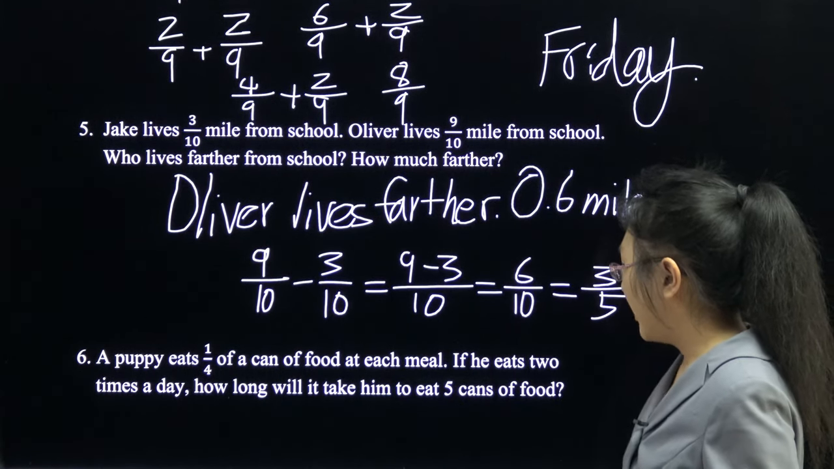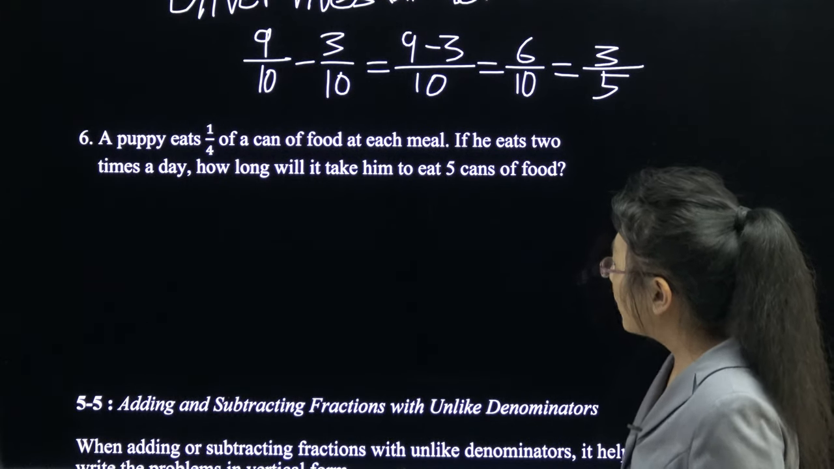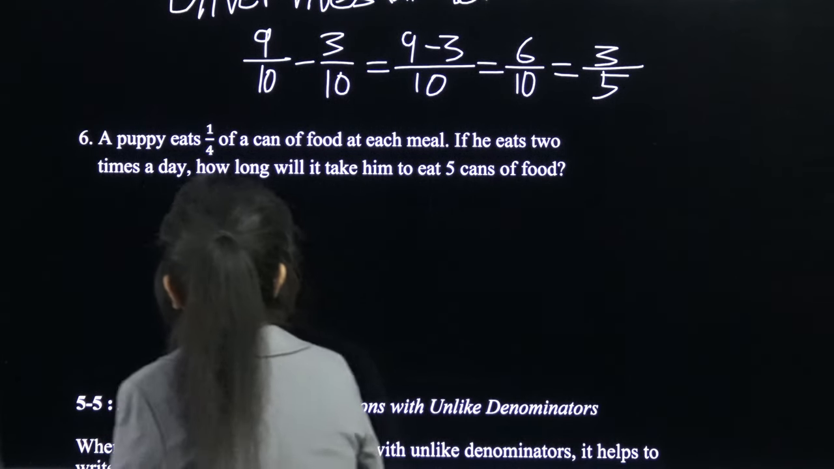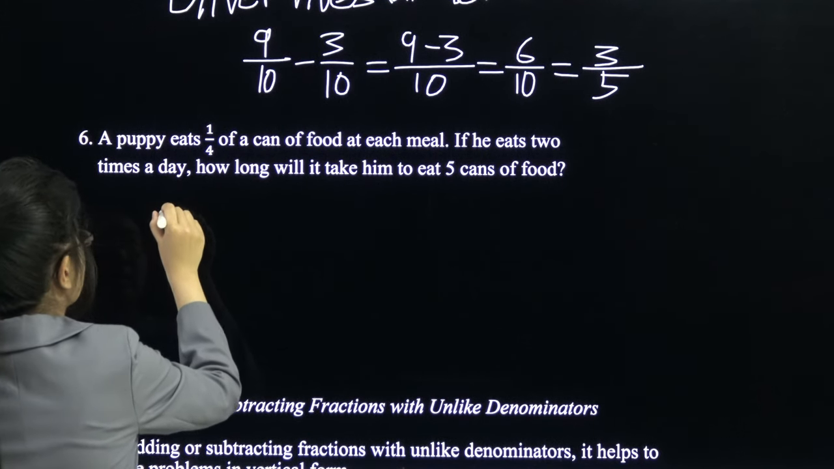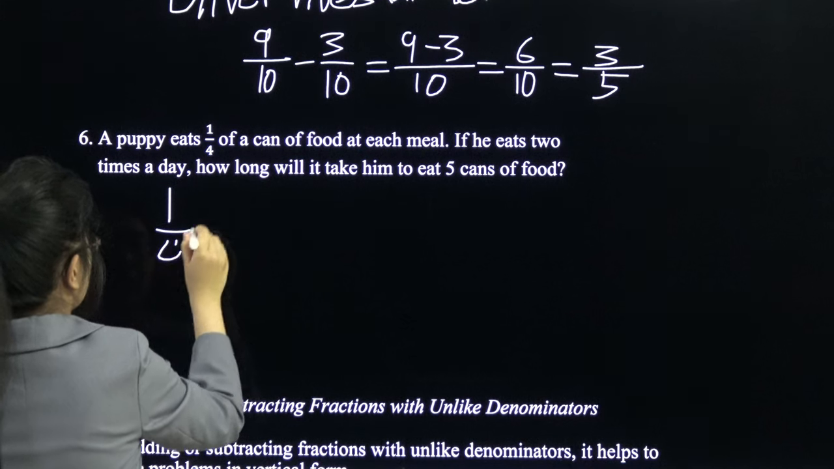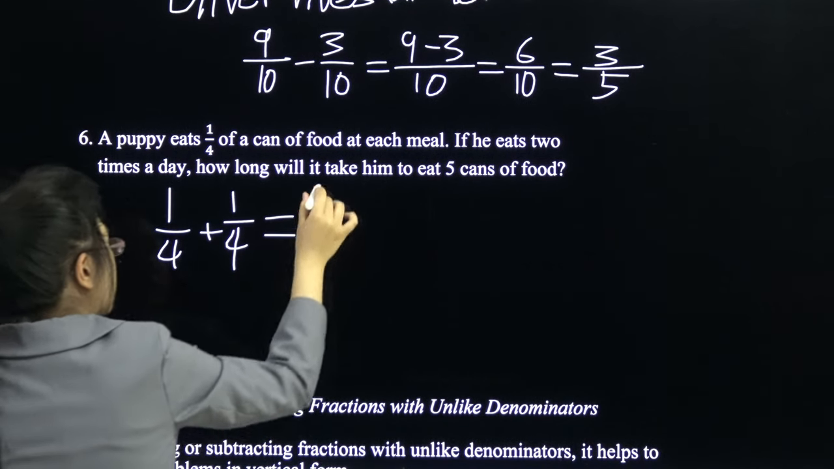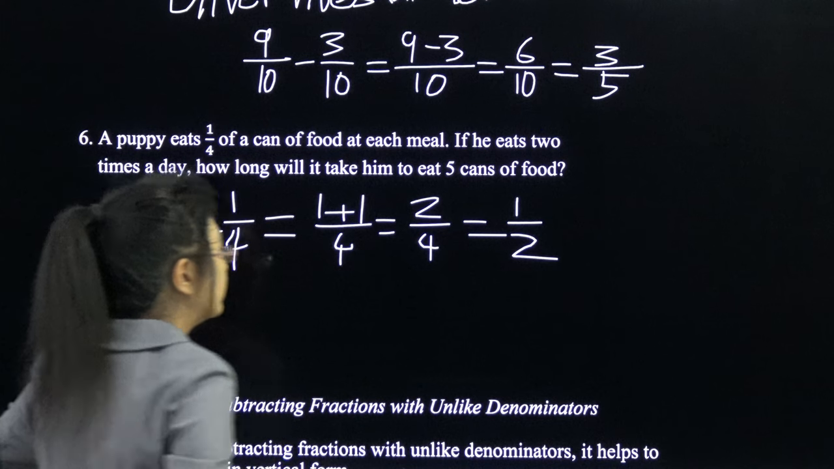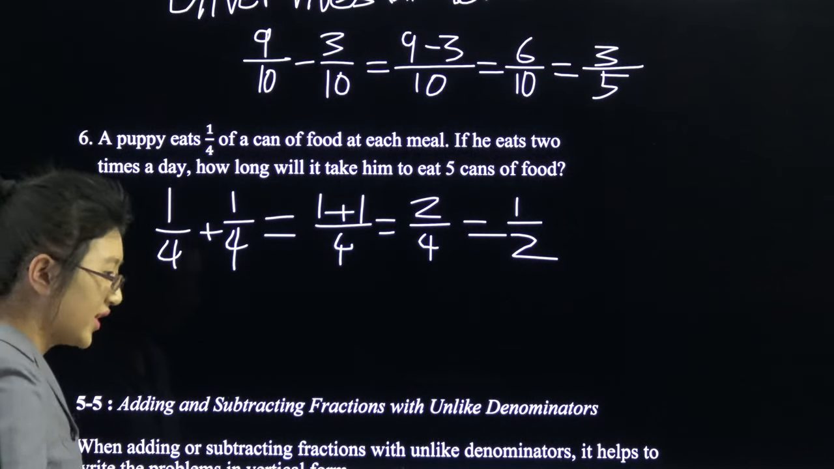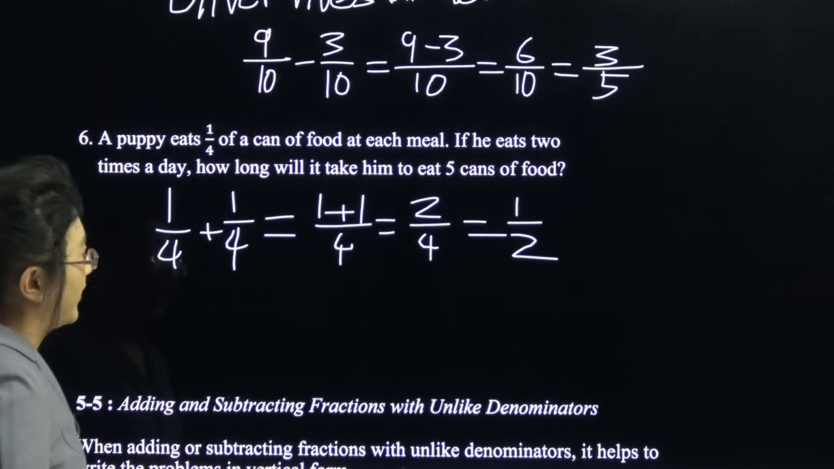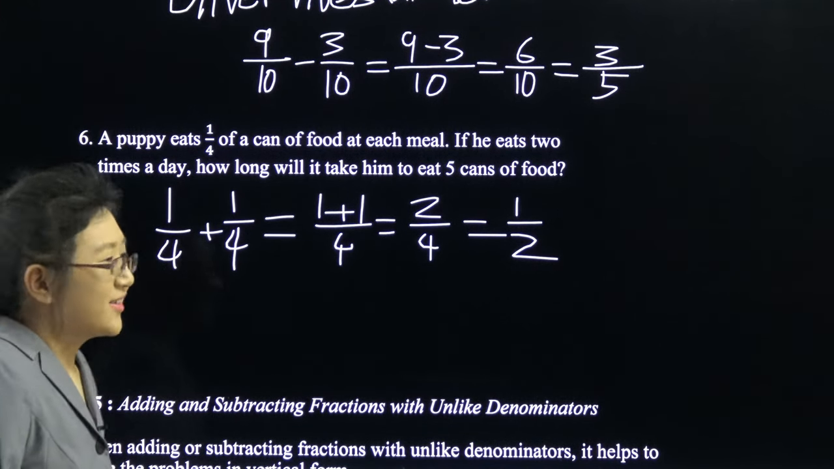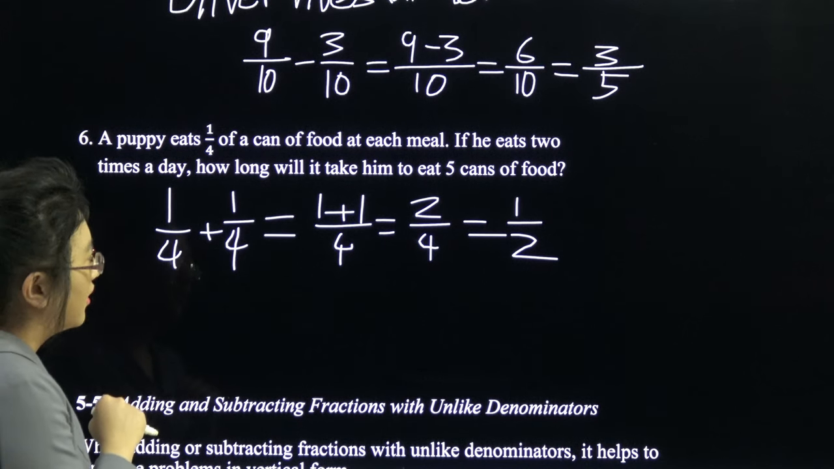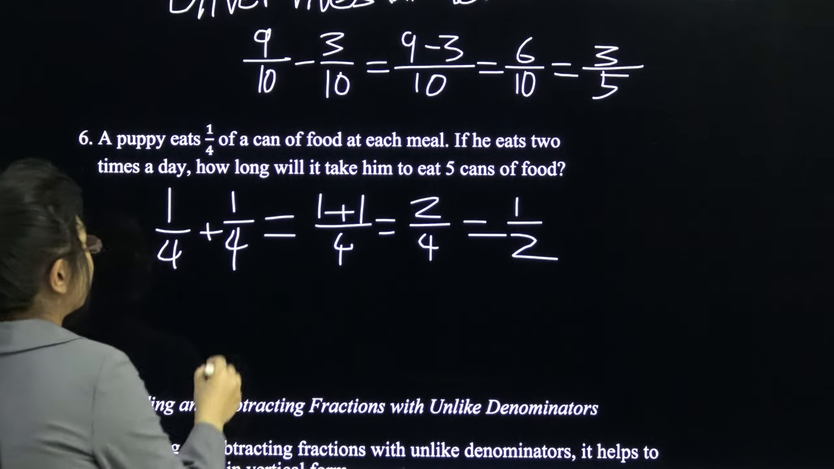A puppy eats 1/4 of a can of food at each meal. If he eats 2 times a day, how long will it take for him to eat 5 cans of food? Well, if he eats 2 times a day, that means that he eats 1/4 plus 1/4 cans a day, which is 2/4, which simplifies to 1/2. So he eats 1/2 a can of food a day. Now, how many 1/2 cans are in 5 cans? Well, there's 10 1/2 cans in 5 cans, so he takes 10 days.